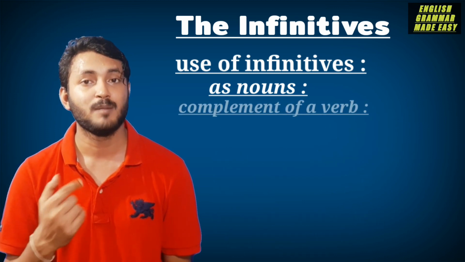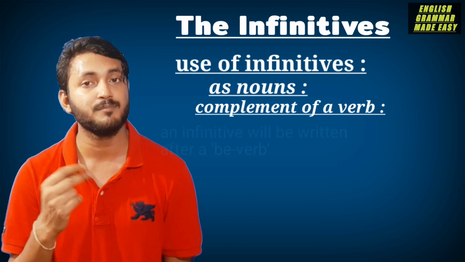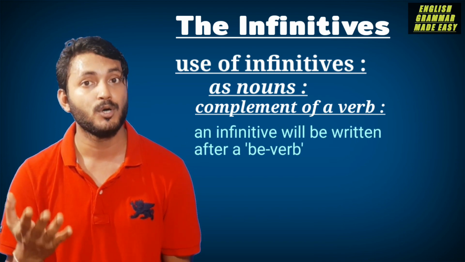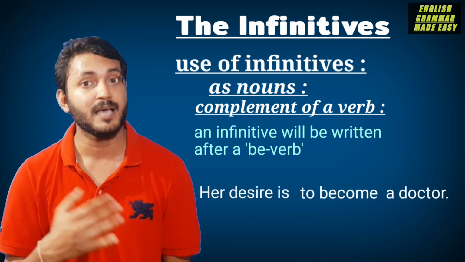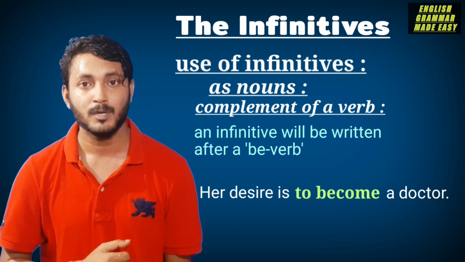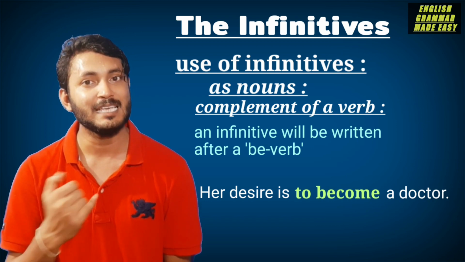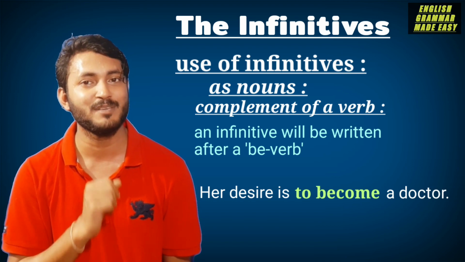Next one, complement of a verb. Complement of a verb means in this case an infinitive will be written after a be verb. Is, was, are, were, etc. If I say her desire is to become a doctor, what is our infinitive? To become, written after the be verb is. So to become is the complement of the be verb is.